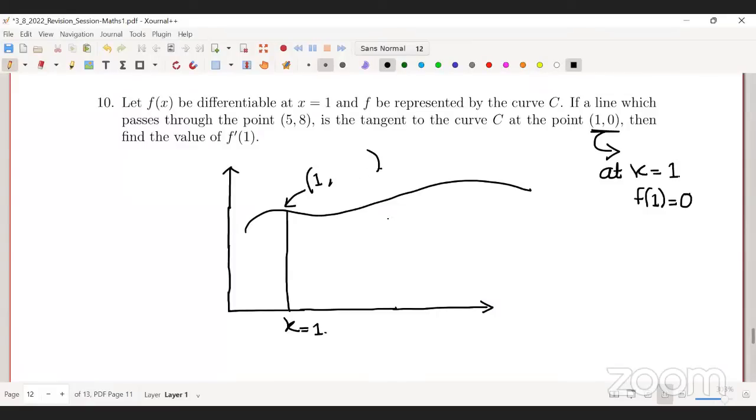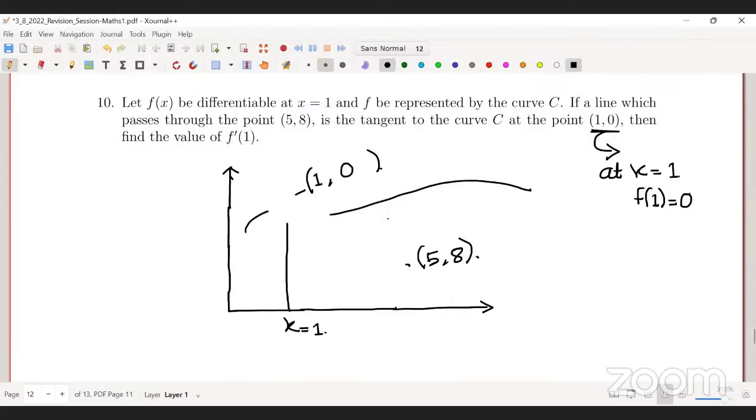I'm writing it as 1,0. The graph is not accurate, but let me write it as 1,0. So if it is 0, then it has to be somewhere here. Okay, this is 1,0. Next, the line also passes through 5,8. So there is a line which passes through 1,0 as well as 5,8, and we can find the slope of the line using the two-point formula.